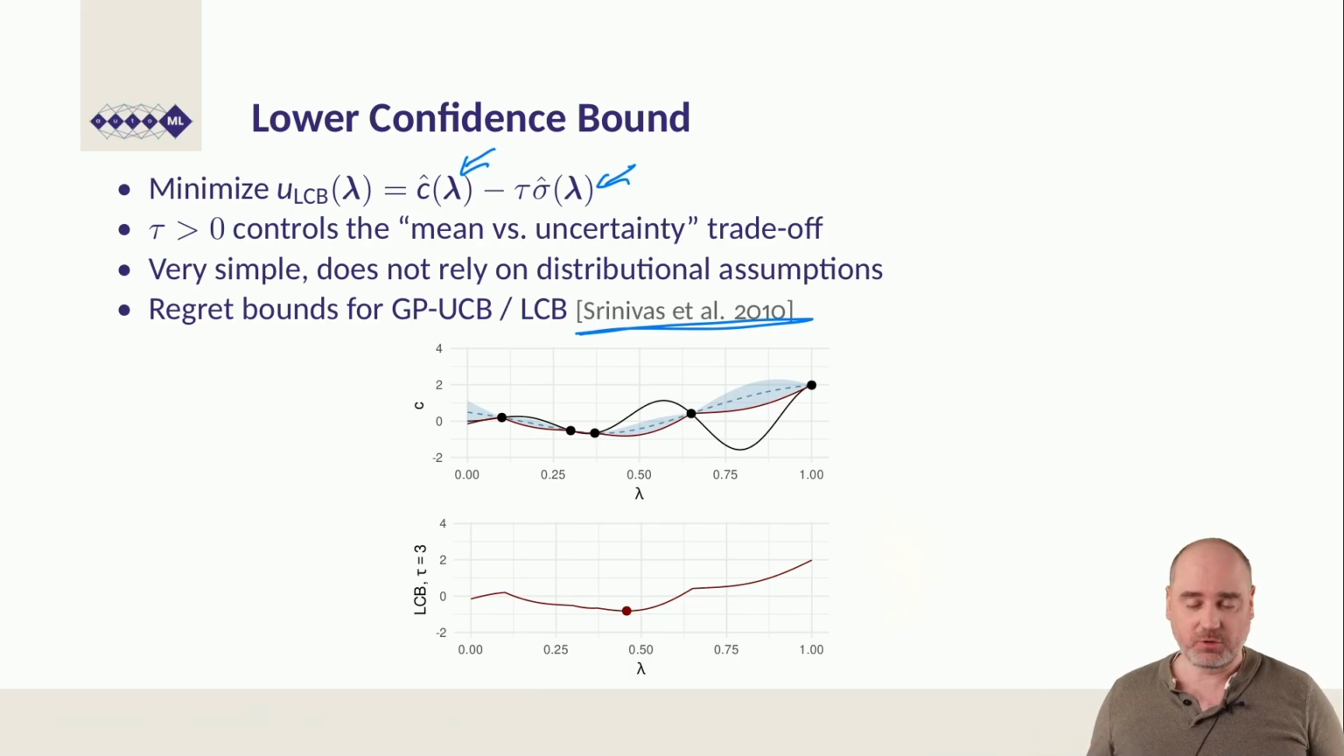And sometimes it's called upper confidence bound because sometimes you don't want to minimize costs, but you want to maximize rewards or something like that, especially in these bandit type settings.